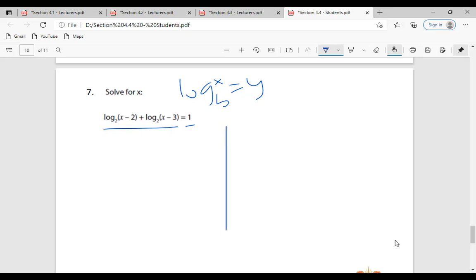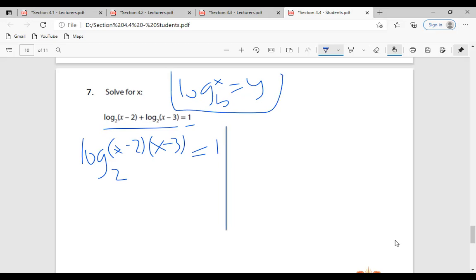So how do I do that? This is where my law of logs, law 1, comes in. Law 1 says if I'm adding two logs of the same base, I can multiply them and make them one log. So this just becomes, by law 1 of the laws of logs, log of (x minus 2) times (x minus 3) base 2 equals 1. So this now looks like this form of the equation: one log on the left hand side, a constant on the right hand side.